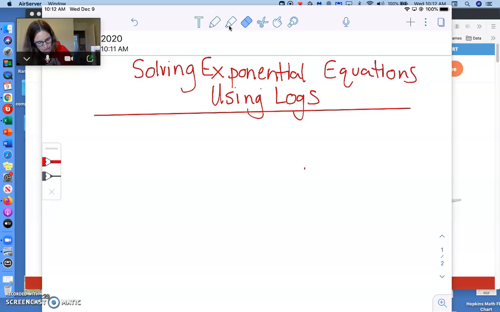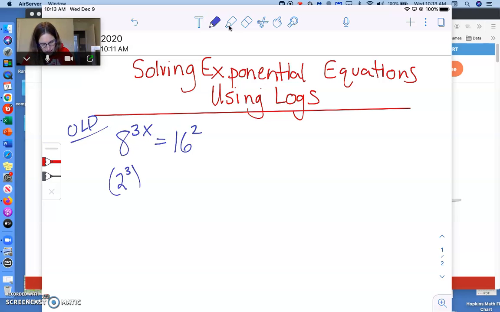As a reminder, the old type of exponential equations that we've been able to solve up until now are ones like, let's say we had 8 to the 3x equals 16 squared. We got a common base here, and so we looked at this and said they're both powers of 2. So 2 cubed is 8 to the 3x, and 2 to the 4th is 16 squared.